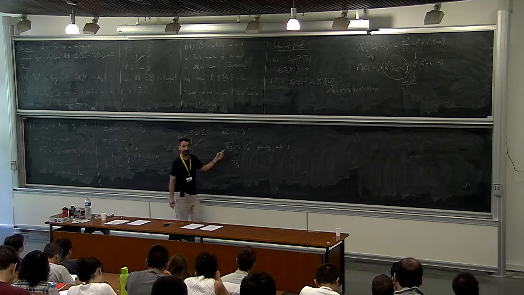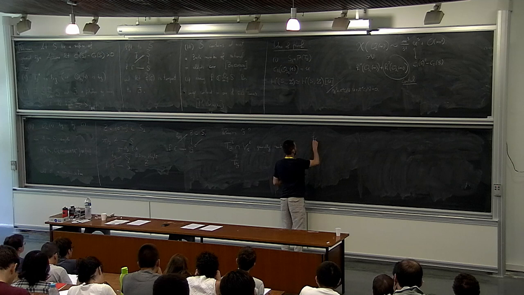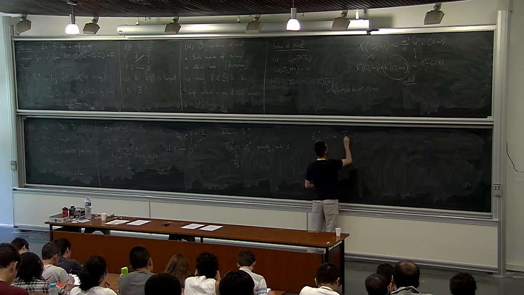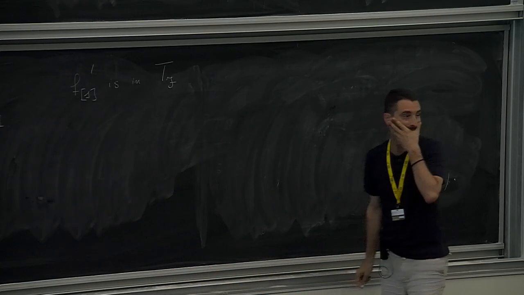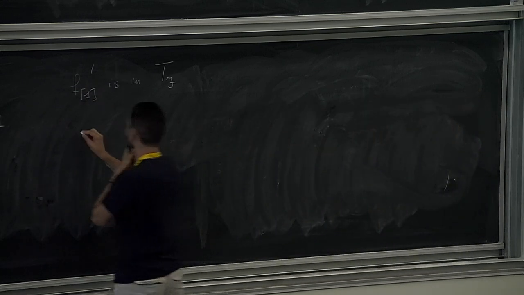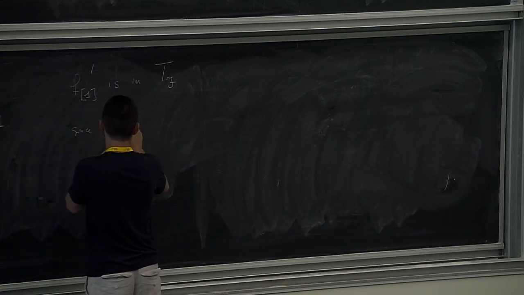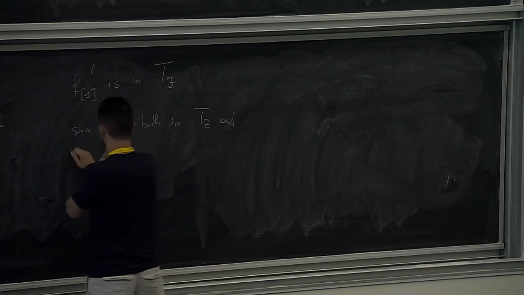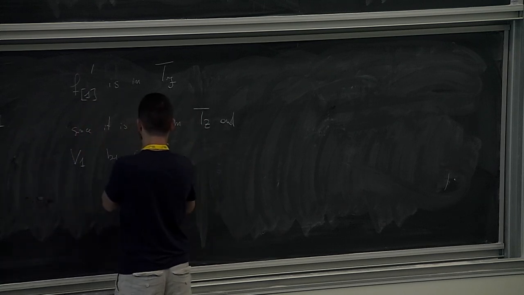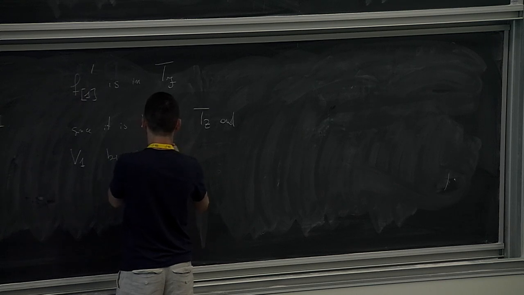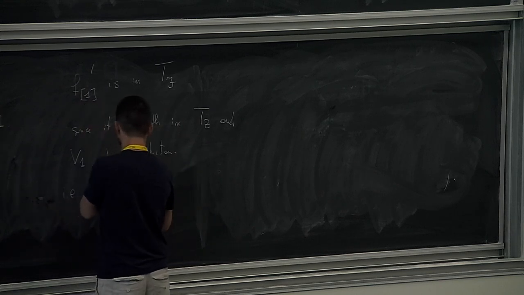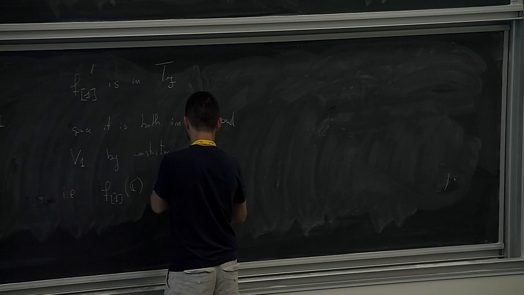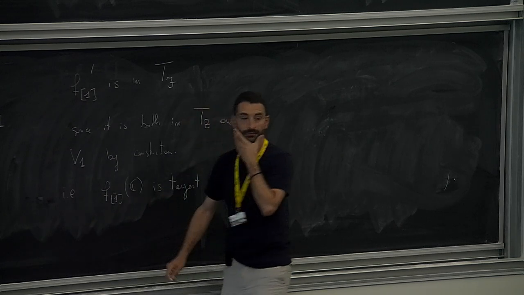Okay? And so F1 prime is in TF, since it is both in TZ and V1 by construction. So F1 of C is tangent to this foliation. Okay.